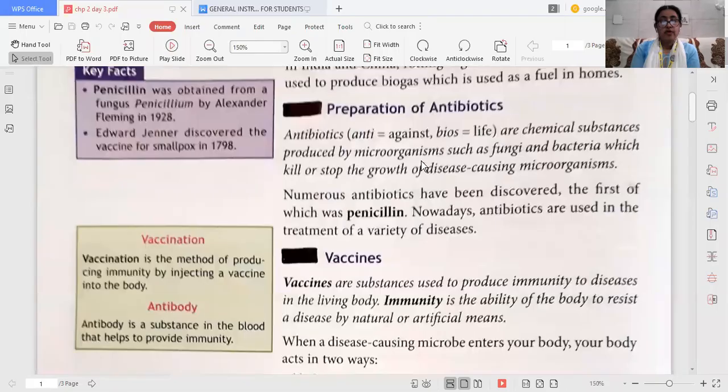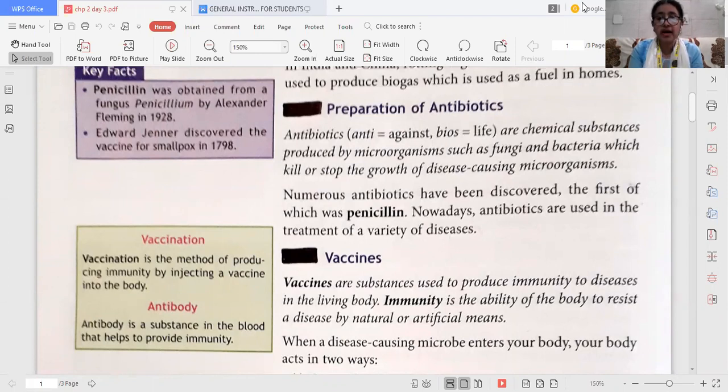Today I will continue with the chapter microorganisms, whatever topics are left. So now let's start. Now our next topic is preparation of antibiotics.